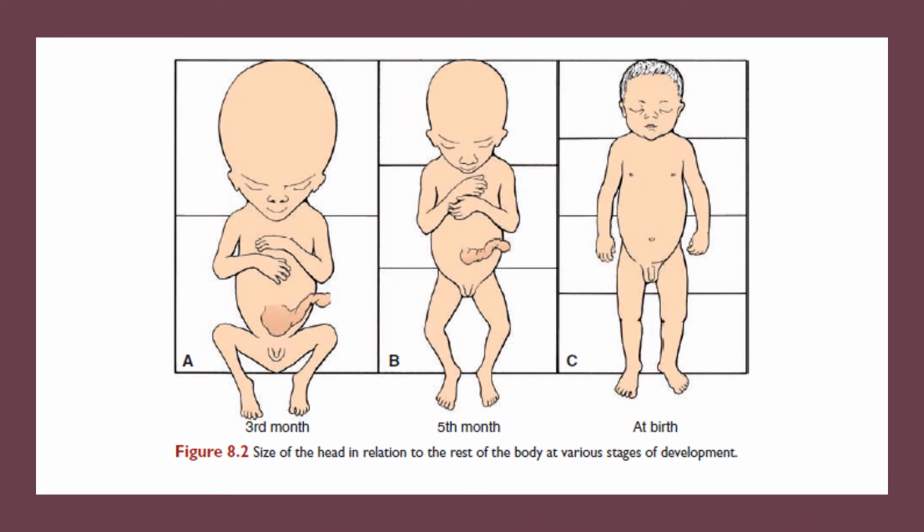Relatively, there is a slowdown in the growth of the head as compared to the rest of the body. At the beginning of the 3rd month, the head would constitute approximately half of the crown rump length. By the beginning of the 5th month, the size of the head is about 1/3 of the crown heel length. And at birth, it is approximately 1/4 of the crown heel length. As you can see, over time, the growth of the body accelerates, but that of the head slows down. Still, the head would be the largest circumference once the baby is born.